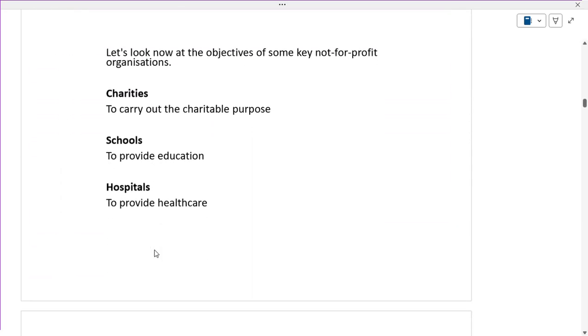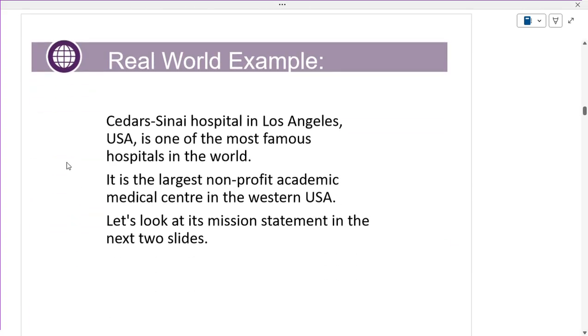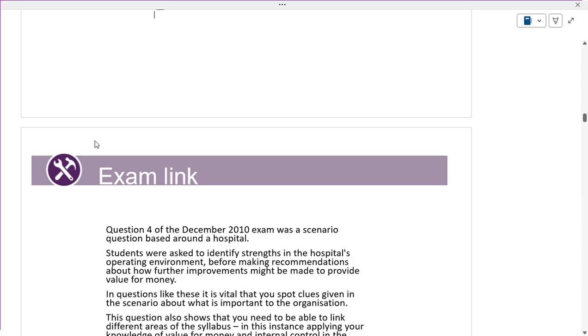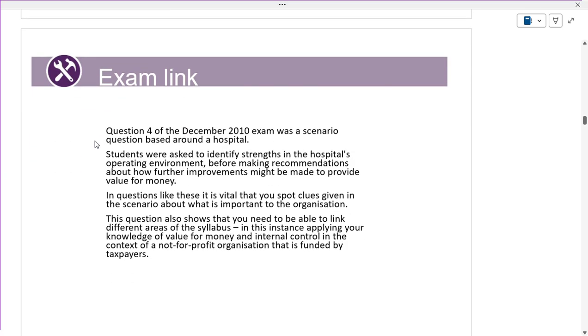You are talking about the objectives: to carry out charitable purposes, to provide education, to provide health care. Wherever it is related, I will focus on that. They are talking about a hospital in Los Angeles, a not-for-profit medical center in the Western USA. Their purpose, the mission, is different with respect to other organizations.